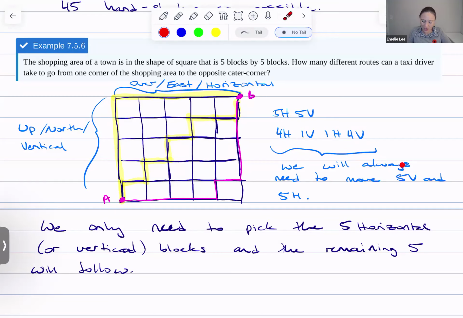Right, we'll always need to make 5 vertical moves and 5 horizontal moves. Okay? Now, what's neat is if you say, okay, I am going to definitely go up this one, and I'm going to go up on this one, and I'm going to go up on this one, and then I'm going to go up on these 2 here. All right.